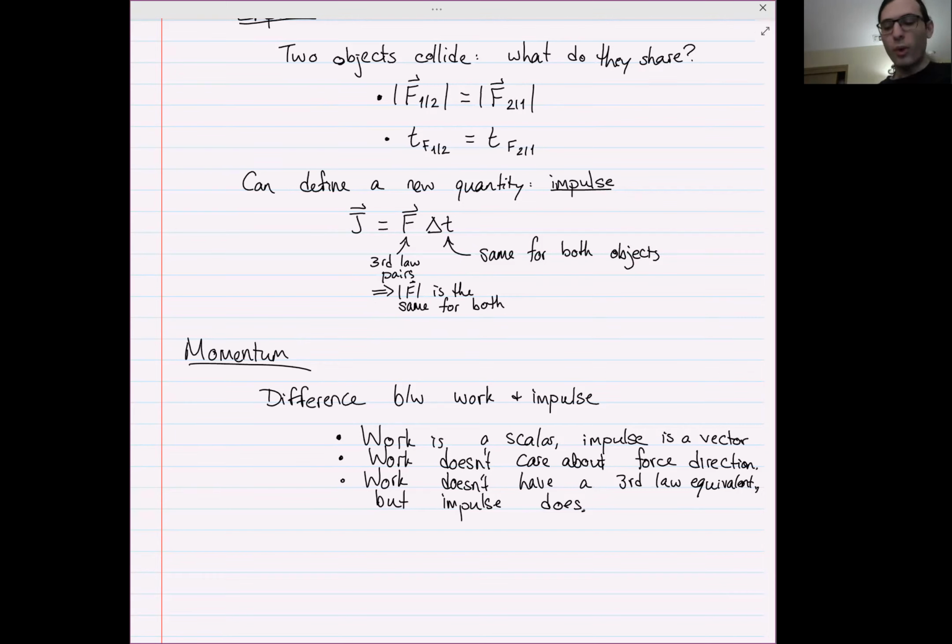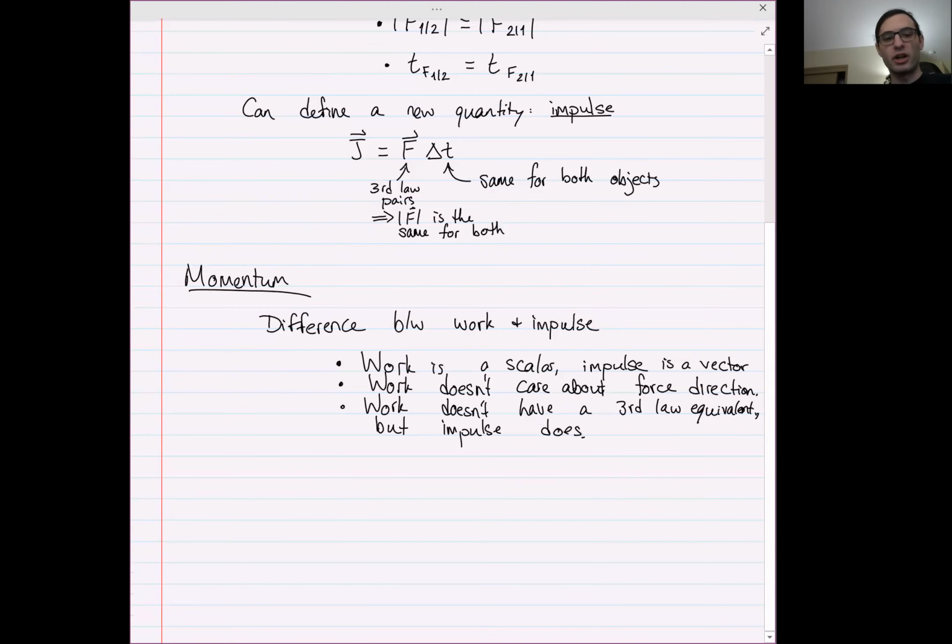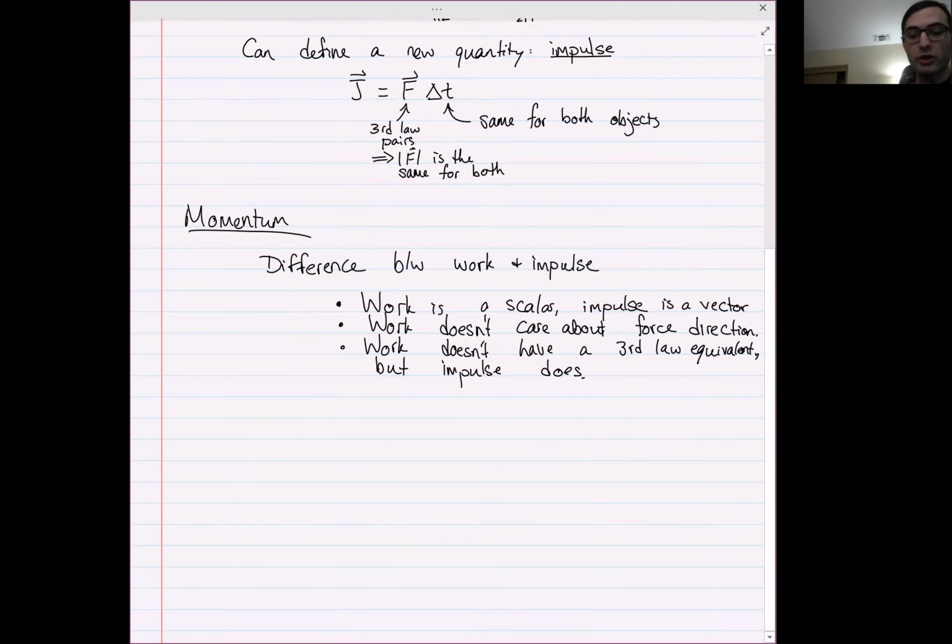Right. So why does impulse have a third law equivalent? Well, the force is equal and opposite in a collision. Oh yeah, B/W is between. Sorry. So the force is equal and opposite, and the duration is the same. So that means that the impulse is equal and opposite between two colliding objects.